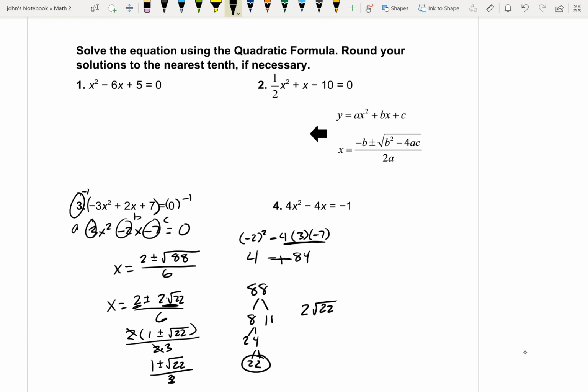There's not much else I can do there, unless it asks me to approximate. Now up here, that's the exact answer. Really, it's 2 of them, right? One is 1 plus the square root of 22 over 3, and the other one is 1 minus the square root of 22 over 3. So if they ask for the exact answer, that's what we put in. Now, if it does say to round to the nearest 10th, I'd plug that in a calculator.